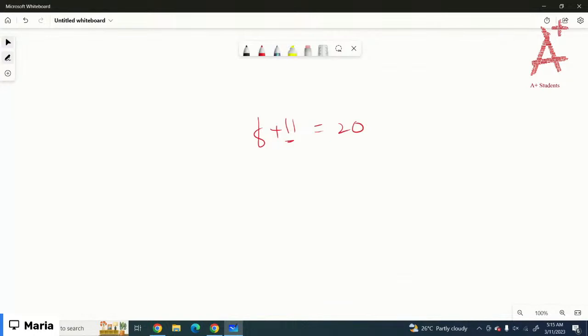So let's just subtract both sides by 11. So it is f plus 11 minus 11 equals 20 minus 11. Got it? So 11 minus 11 makes 0. You are left with f here. And 20 minus 11 is 9. Got it? That means f equals 9.